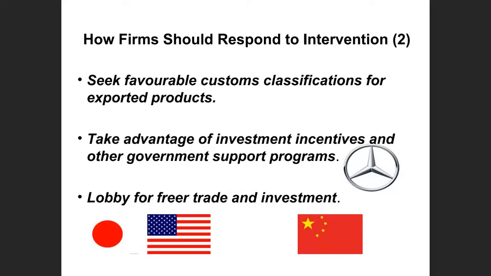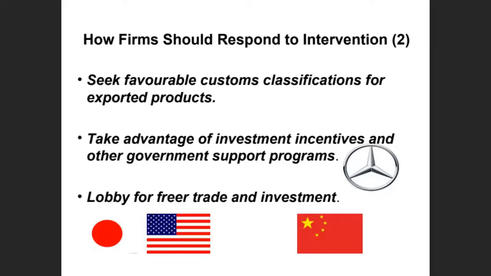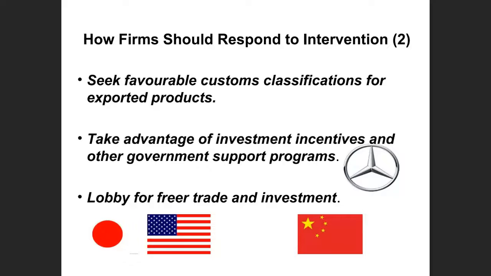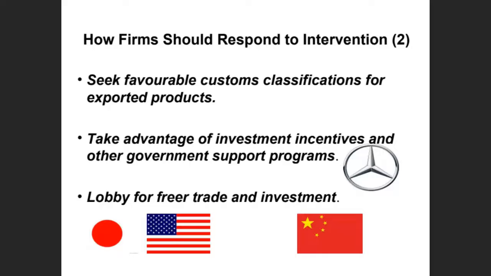Seek favorable customs classifications for exported products. So one approach to reduce the exposure to trade and investment barriers is to have exported products classified properly. Many products in fact could be classified under two or more categories, but each category might imply a different tariff. So you need to make sure the exported products are classified under the lowest tariff code. Okay, we have already discussed this.